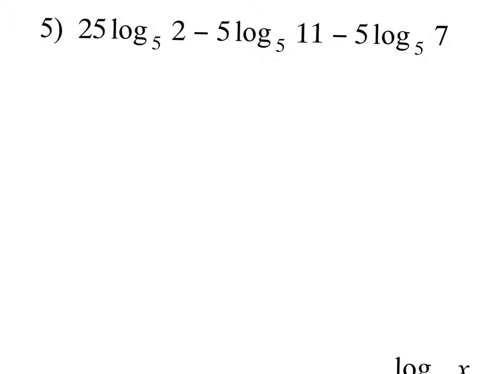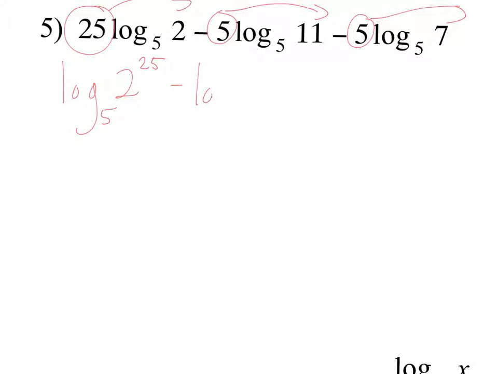For number 5, I'm going to be doing some condensing. And in the opposite order, I'm going to do some powers first, and then I'll combine things in terms of adding and subtracting. So I'm going to take each of the numbers out front and convert them to powers. That gets me log base 5 of 2 to the 25 minus log base 5 of 11 to the 5 minus log base 5 of 7 to the 5th power.